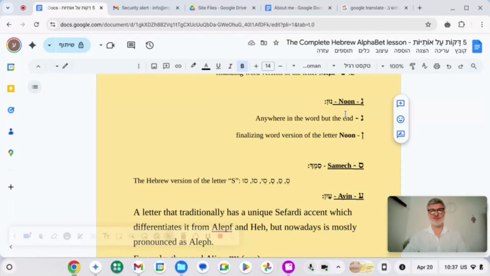Same goes for the letter nun. In the beginning of the word or in the middle, it's going to look like this. At the end of the word, it's going to look like that.